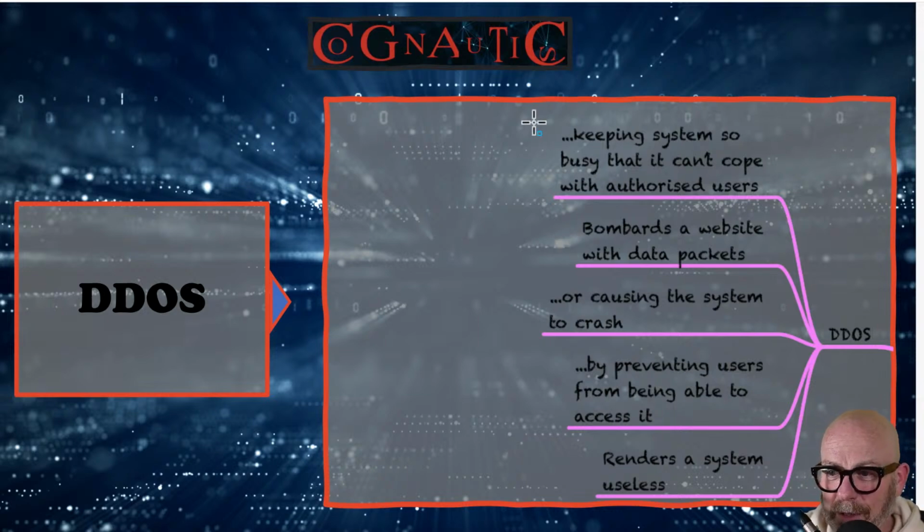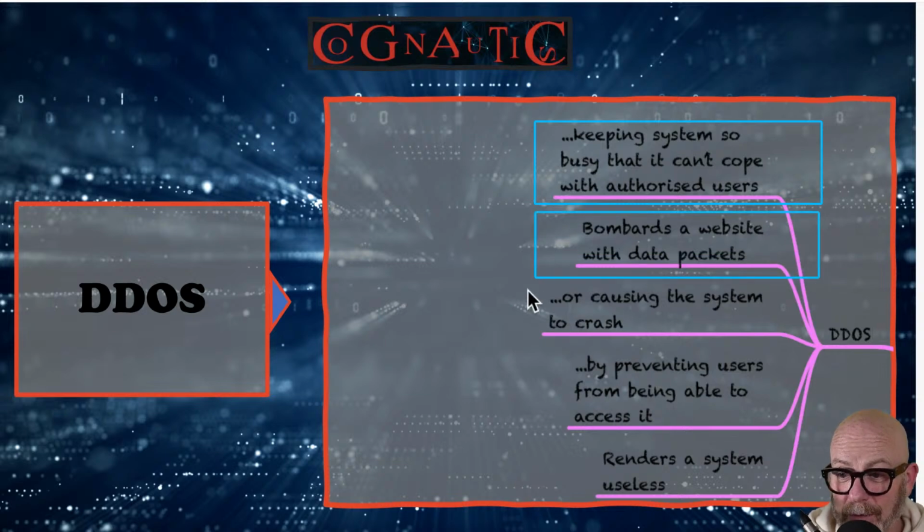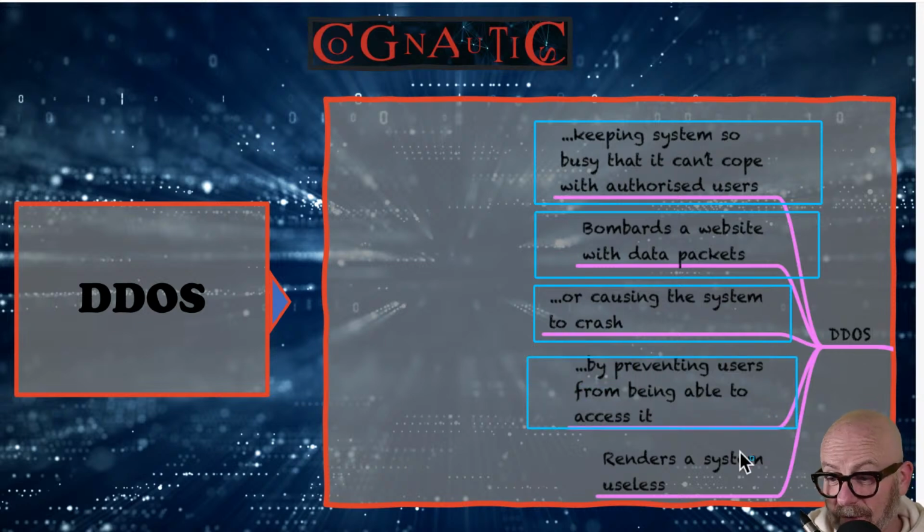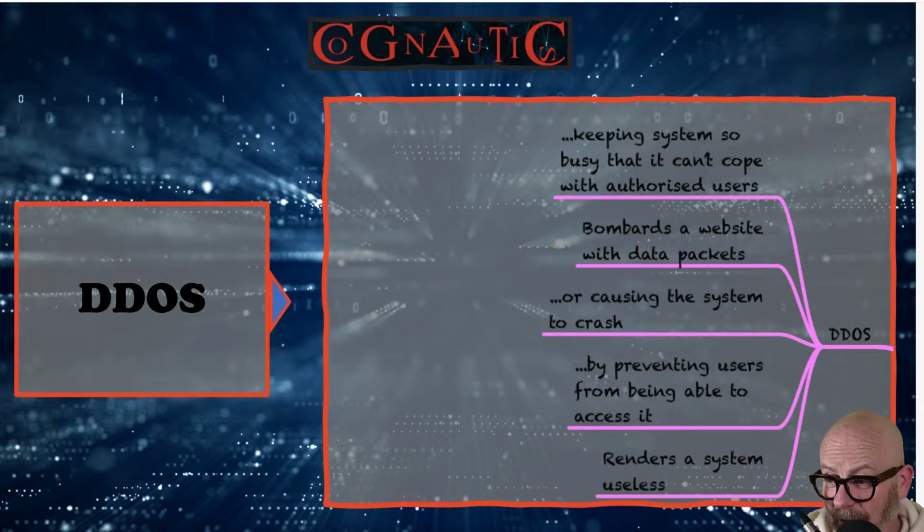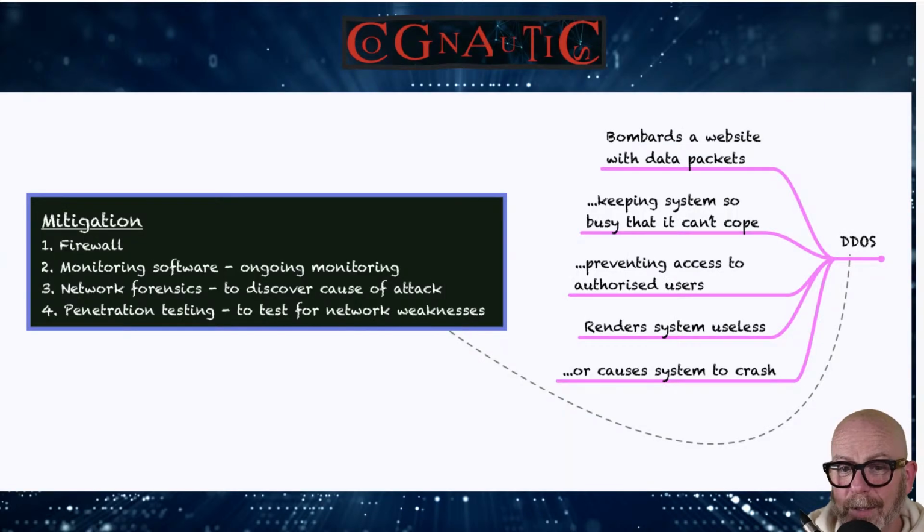So just to recap all of this, it keeps the system busy, and it means that regular users can't access their data or their files. Bombarding a website with data packets, incomplete requests, causes the system to crash because people can't access the system, and it can render a system useless. So those are the impacts of a DDoS attack. And I think we covered quite well what a DDoS attack is for.